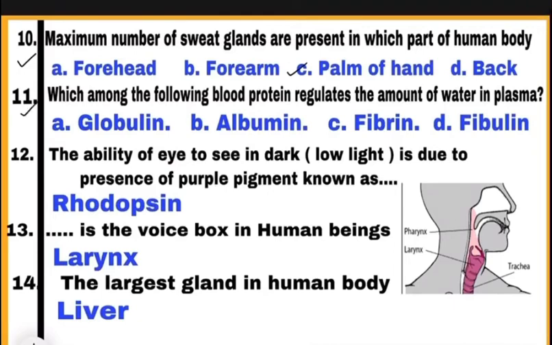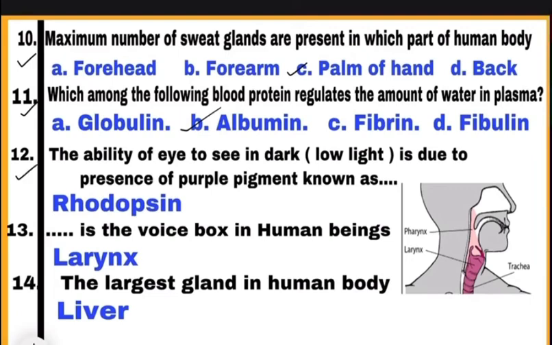Question 11. Which among the following blood proteins regulates the amount of water in plasma? Albumin. It constitutes approximately 60% of all of the plasma protein, which helps in maintaining the amount of water in plasma, thus helping in maintaining osmotic pressure.